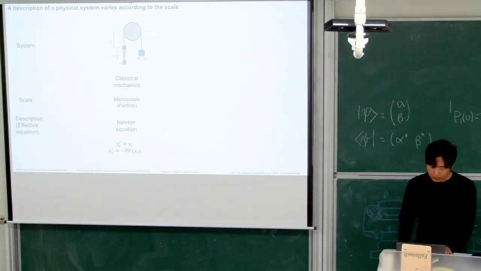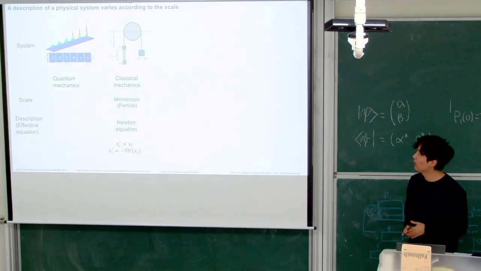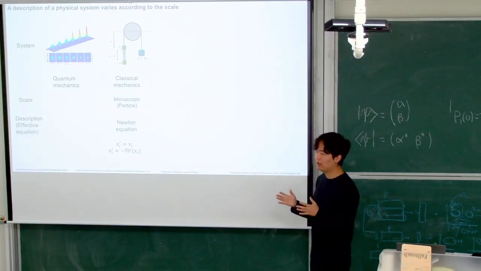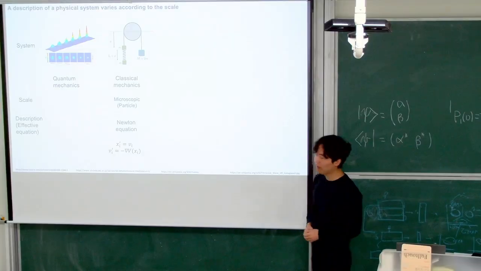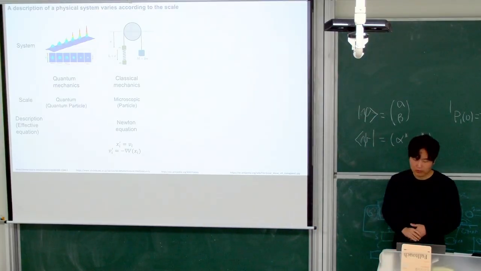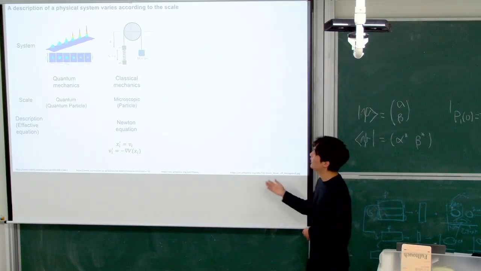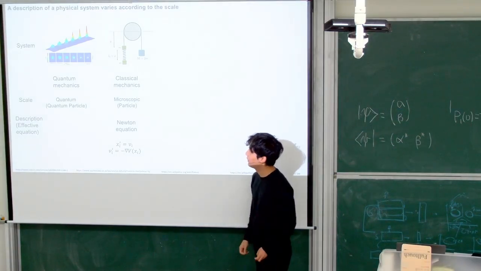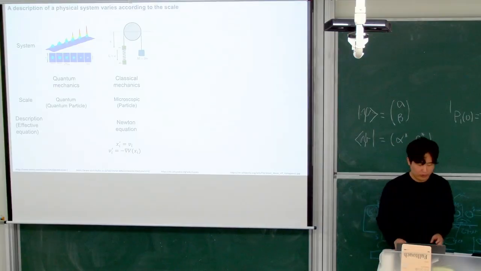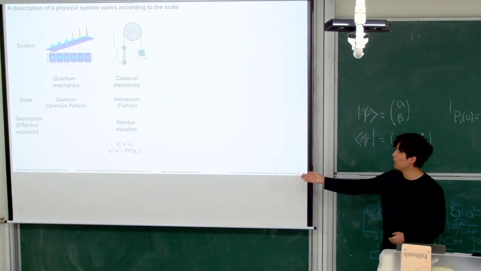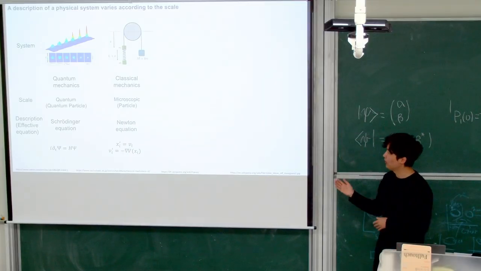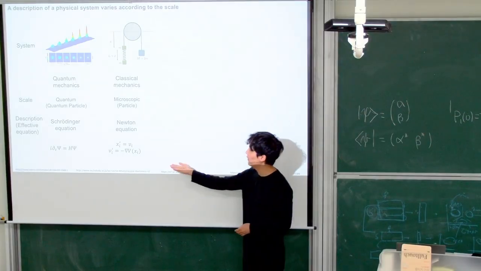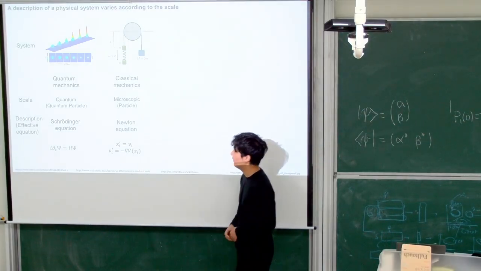On the other hand, if you want to look at a smaller scale, then it is the regime of quantum mechanics. The scale is just called quantum, and the objects are quantum particles. In this regime, the equation is no longer the Newtonian equation. It is usually written by the Schrödinger equation, which is a PDE.